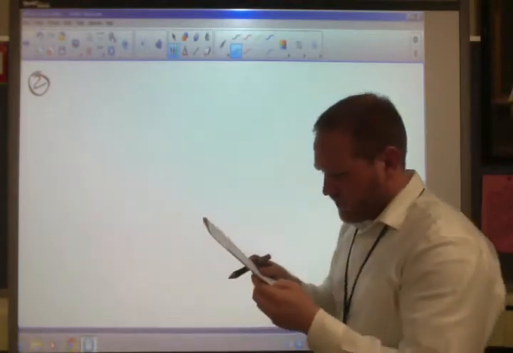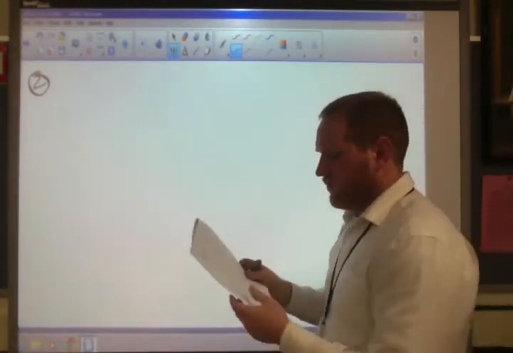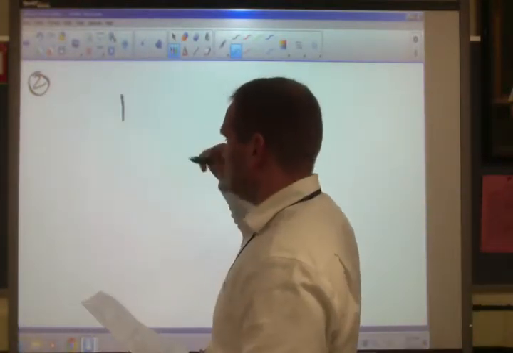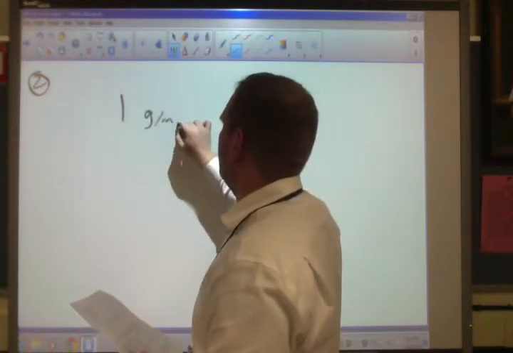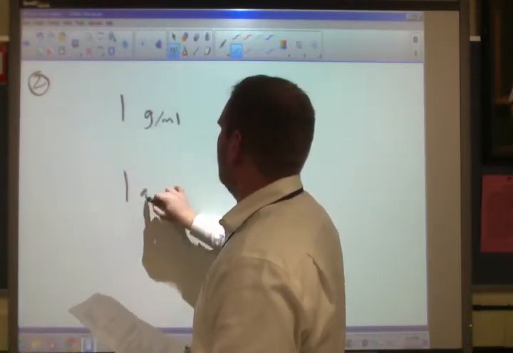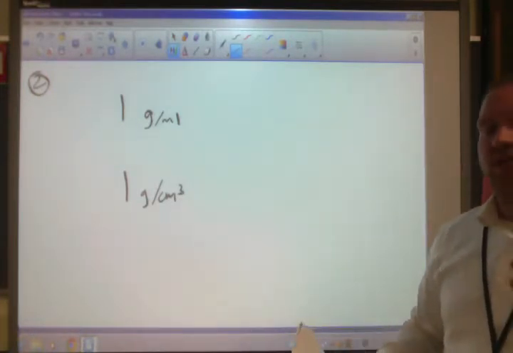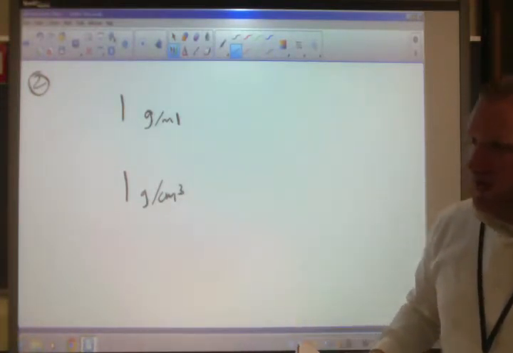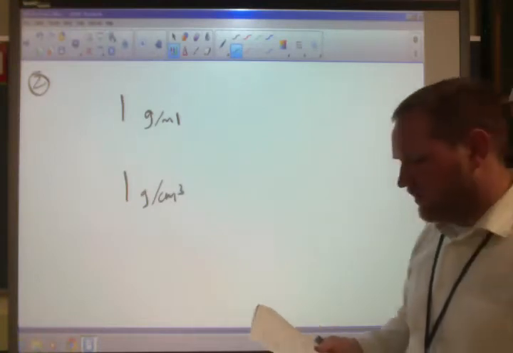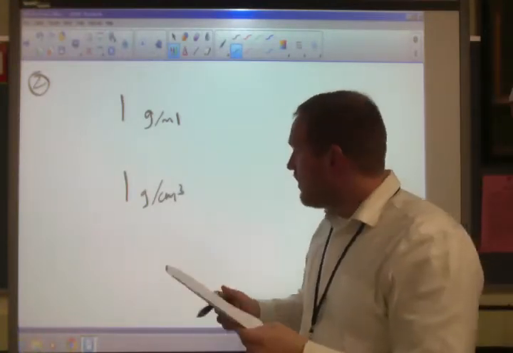Number 2. What is the density of water? Well, the density of water is 1. And for a unit, it's going to be gram per milliliter. Or you could say 1 gram per centimeter cubed. The idea is it is 1. So things with a greater density than 1 are going to sink. With a lower density than 1 are going to float.